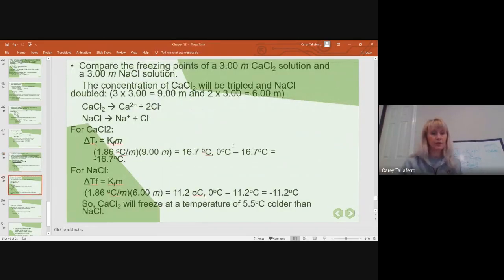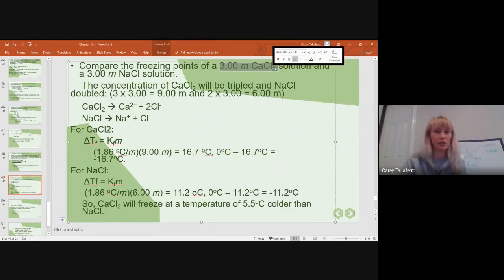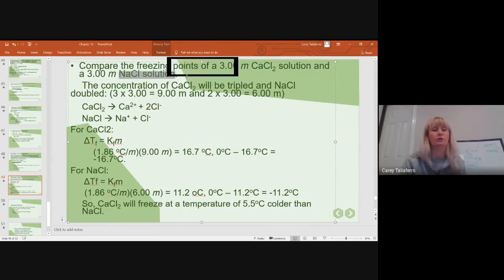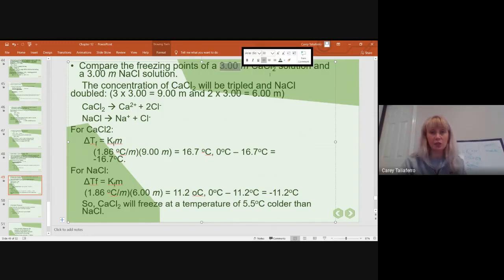Okay, now let's look here. One more problem. Compare the freezing points of a 3 molal calcium chloride solution and a 3 molal NaCl solution. So notice that is 3 molal of CaCl2. Now we're going to assume this dissociates in the solvent. And calcium chloride dissociates into 3 ions. Look at these subscripts, 1 and 2. So you're going to get 2 chloride ions, excuse me, for every 1 calcium ion. So a total of 3. So I'm going to take the molality, 3, and then multiply it by 3, because I want to have 3 ions. 3 times 3 is 9 molal.